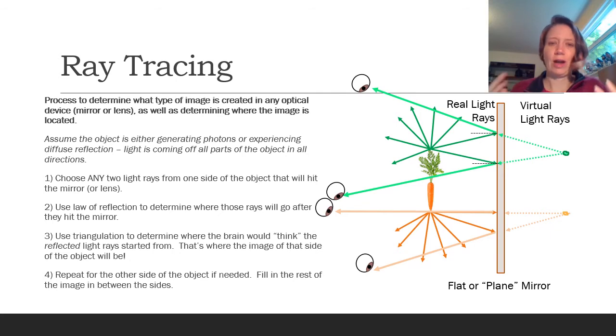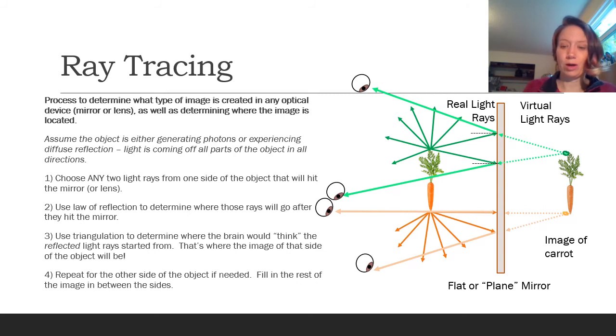Of course, we could do this for every location in the entire carrot, but if you know where the top of the carrot is, you know where the bottom of the carrot is, you can make the assumption that the carrot fills in the space in between. So at this point, you've located the image of the carrot. It's located there behind the mirror, just like we would expect with our plane image.